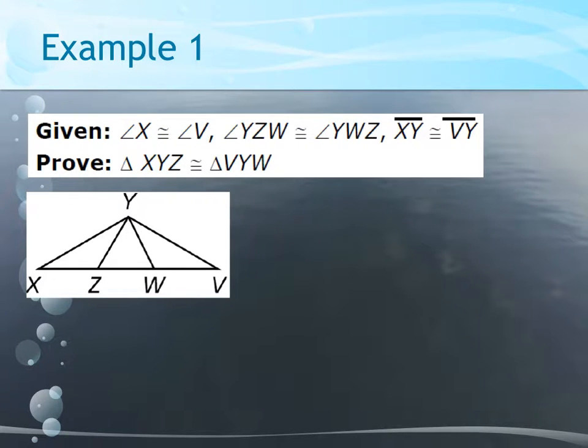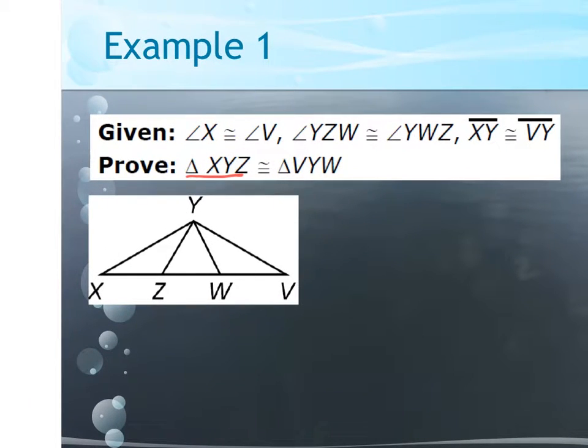We need to prove that triangle XYZ. I'm just going to go ahead and outline these here so we can see what we're talking about. XYZ, that triangle there, is congruent to VYW. That's what we're trying to prove.